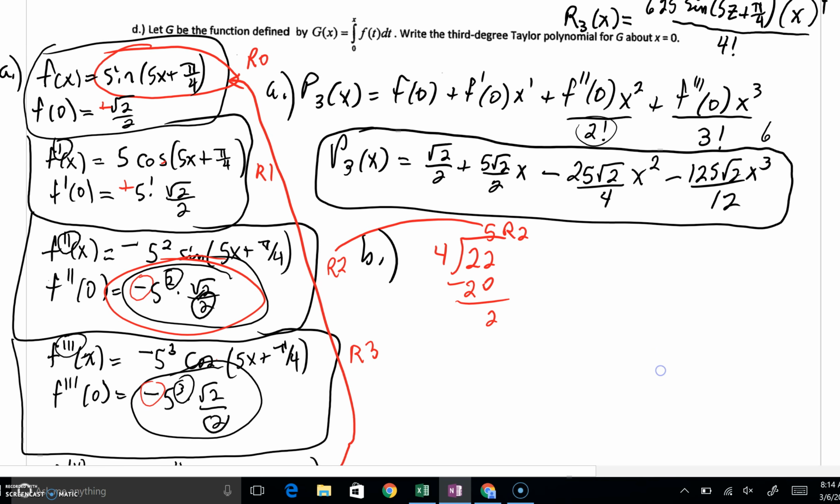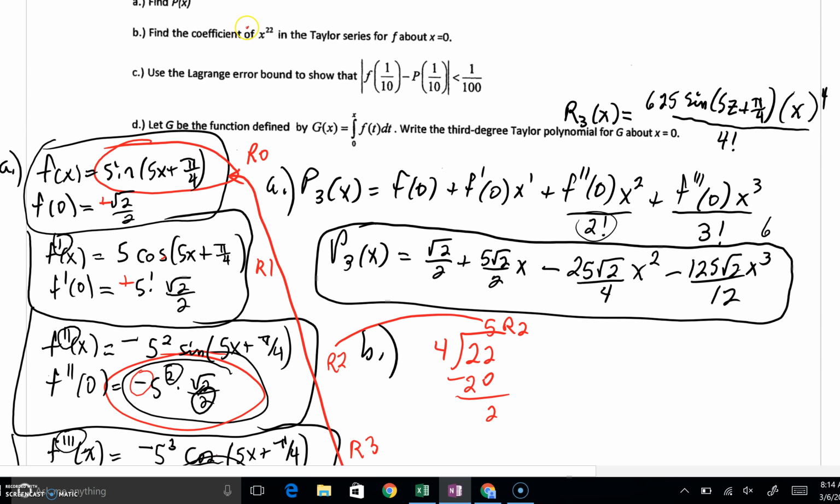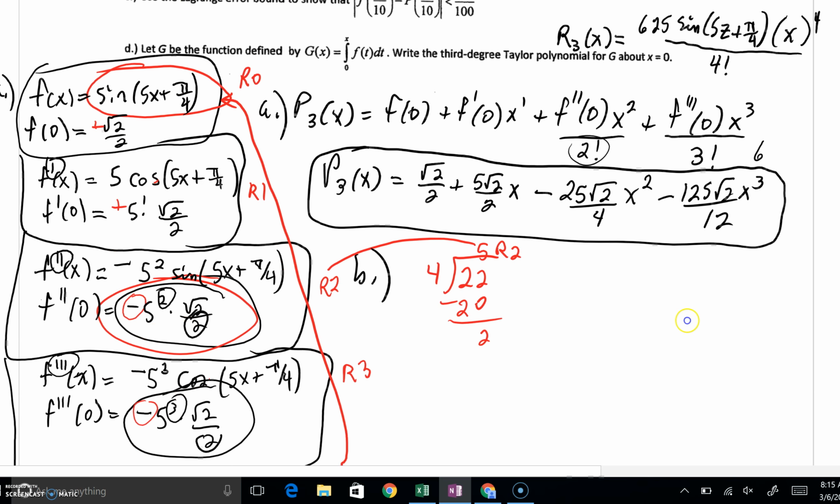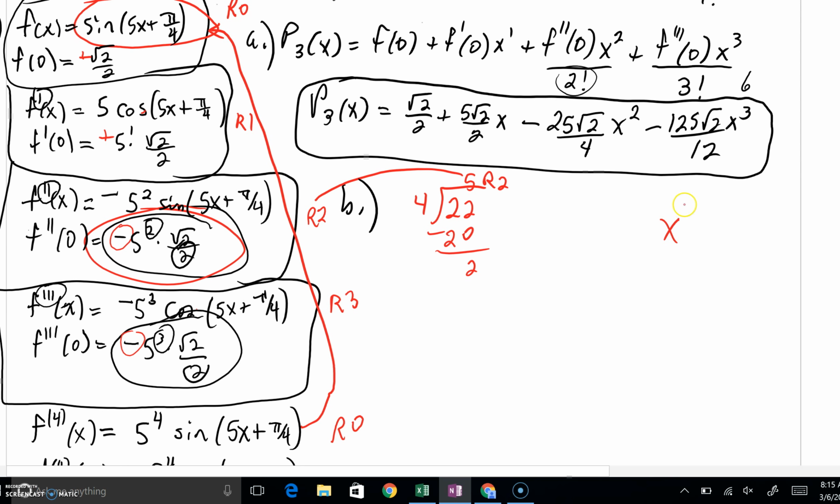Now, notice what they're asking for in part B. They're not asking for the complete term involving x to the 22nd. They're asking for the coefficient. The coefficient would simply be the 22nd derivative evaluated at 0 divided by 22 factorial. So we're really asked to work this out.